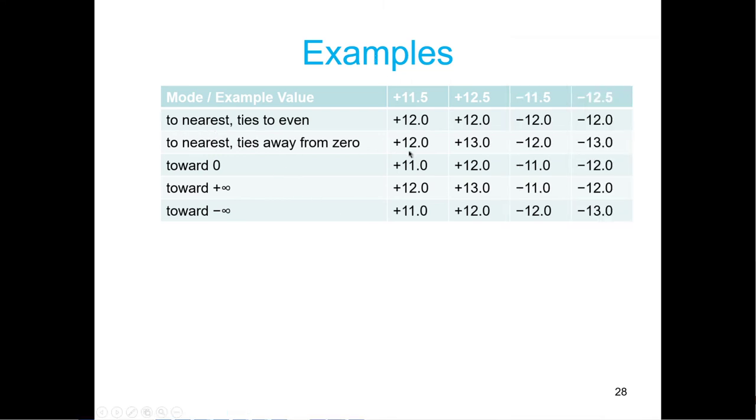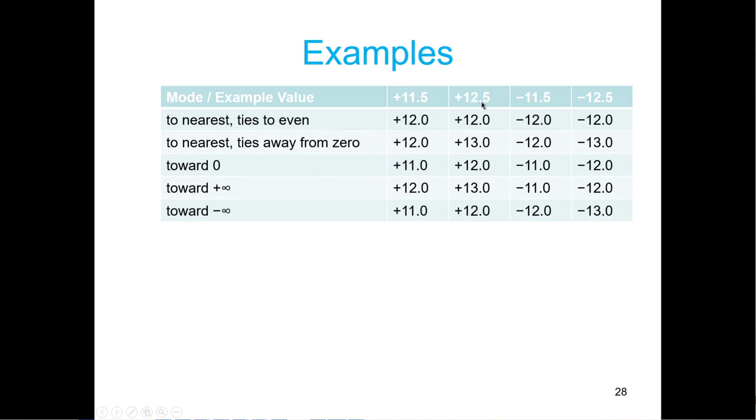So we're looking at this in decimal so that it makes sense, okay? Let's say we wind up with a value of 11.5. So to the nearest, ties to even, okay? What's nearest to 11.5? Well, it's halfway in between. Because it's halfway in between, there's no nearest, so ties go to the even. You have two choices, 11 or 12. Since ties go to the even, we go to 12.